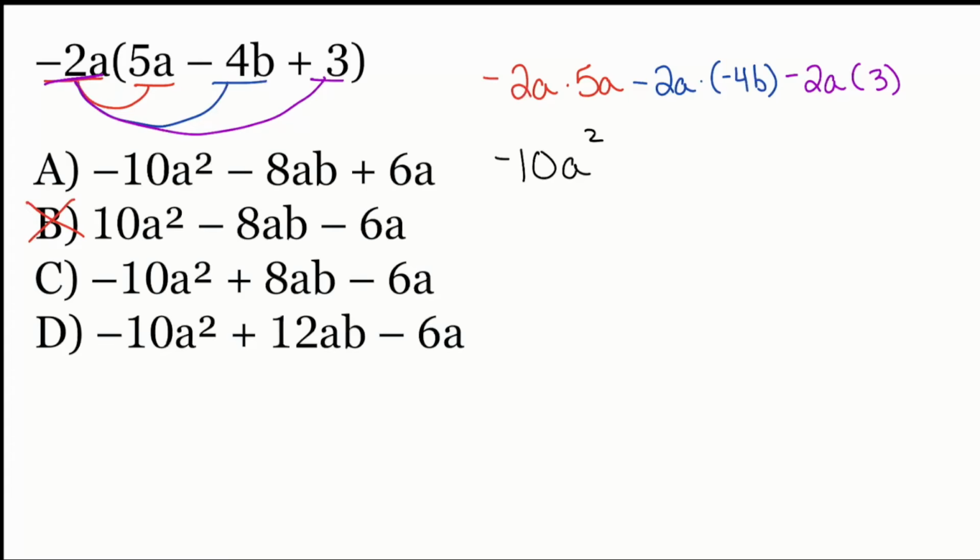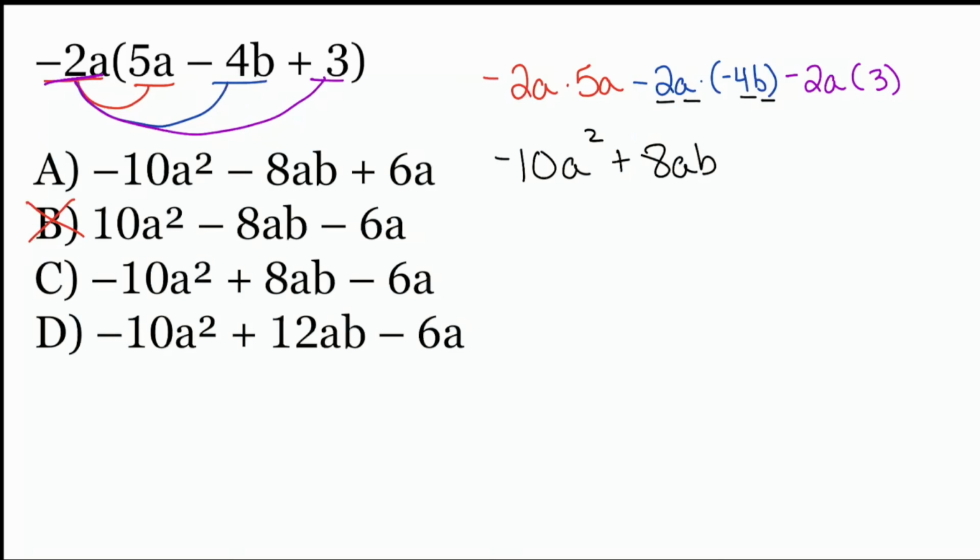Next up, in blue, we have the negative 2a times the negative 4b. We'll take it one step at a time like we did. Negative times negative, everybody, is going to give us a what? Negative times negative is going to yield a positive. That's correct. Then up next, we have 2 times 4, which is going to be 8. A times b, that's going to be written as just ab. That's correct. Boom. There we go.